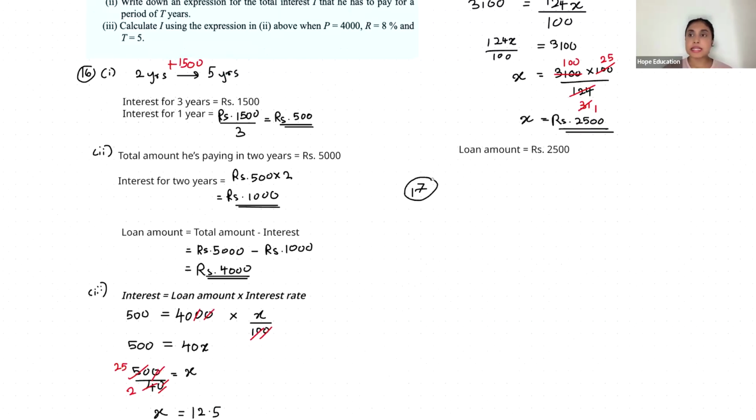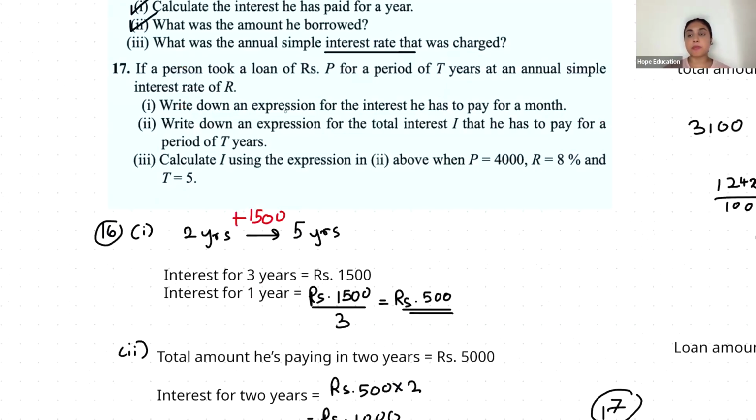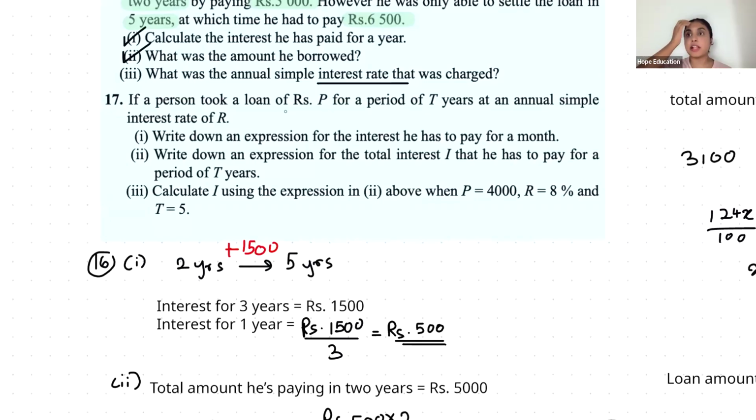Okay. If a person took a loan of rupees P, now they have not given real values. Instead, they have only given letters. Right? Okay. So, loan is rupees P, P rupees, right? For a period of T years at an annual simple interest rate of R. Write down an expression for the interest he has to pay for a month.